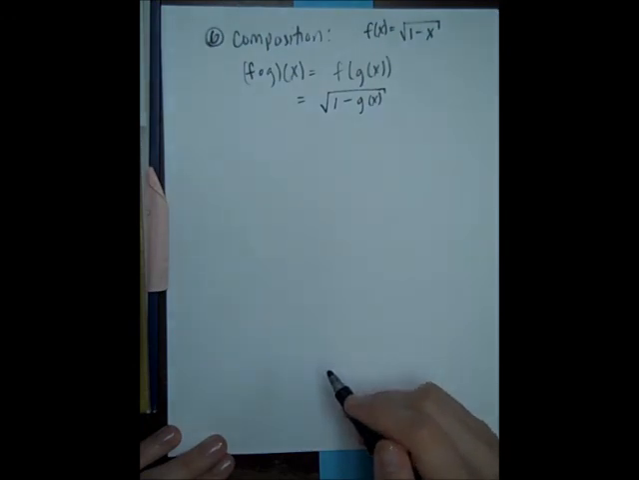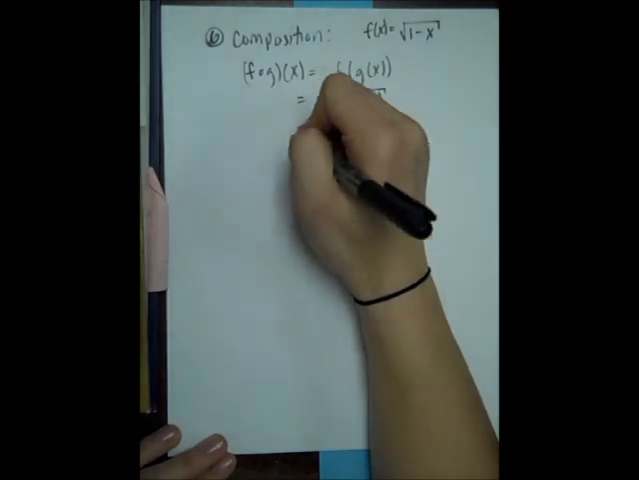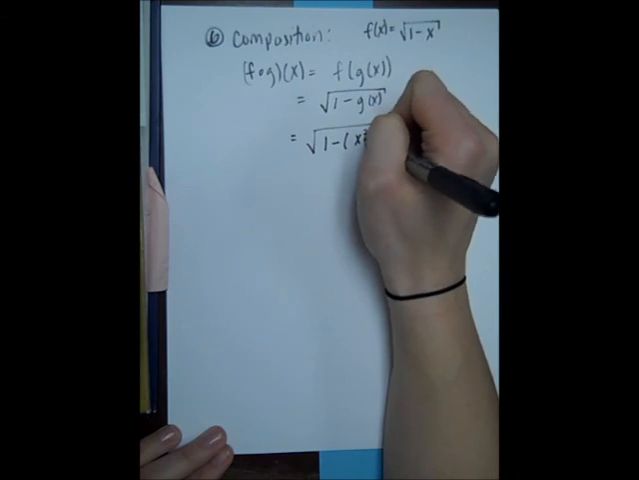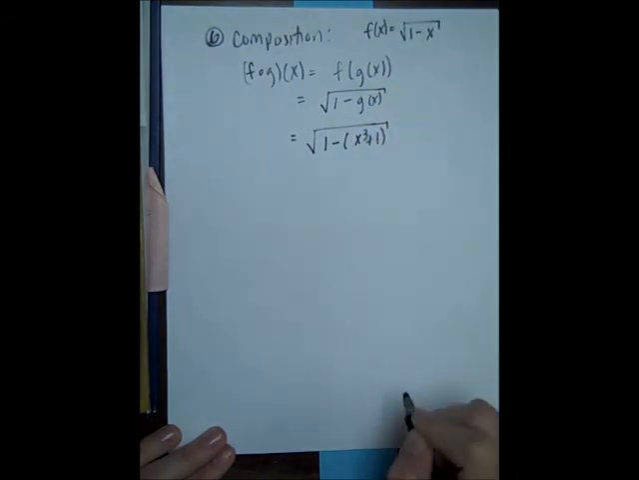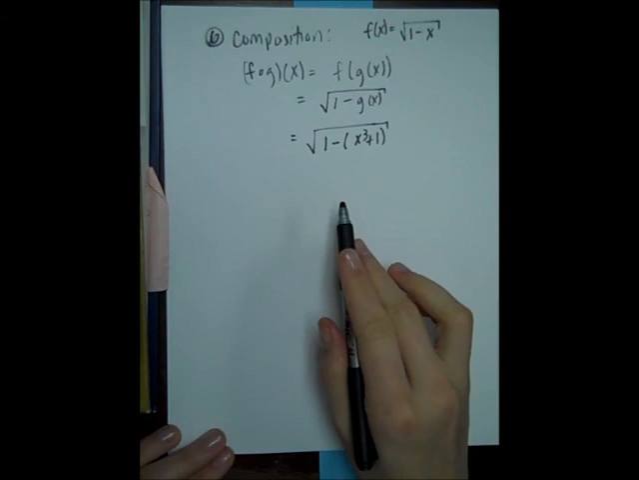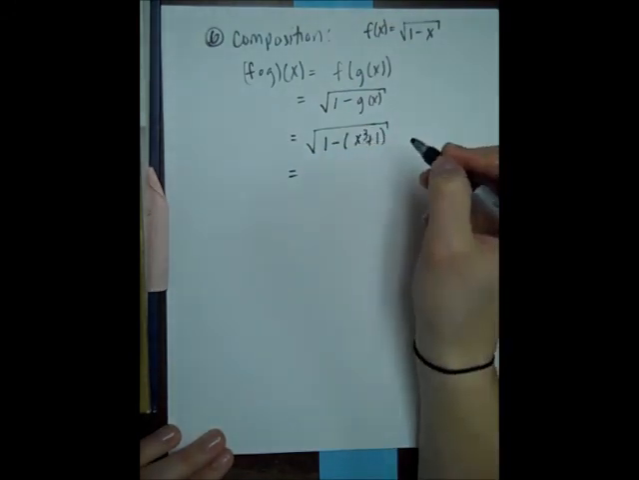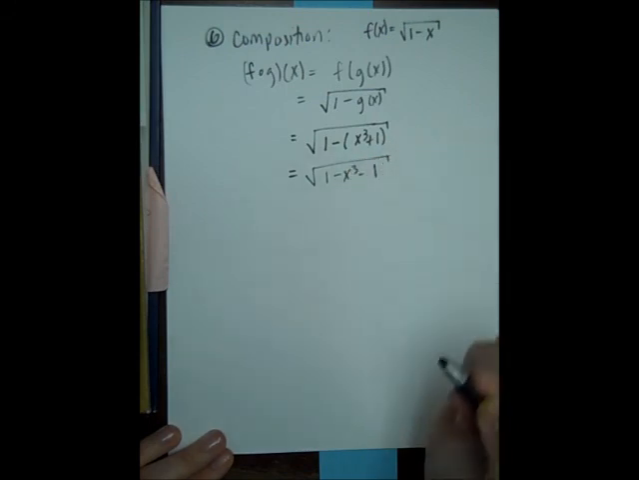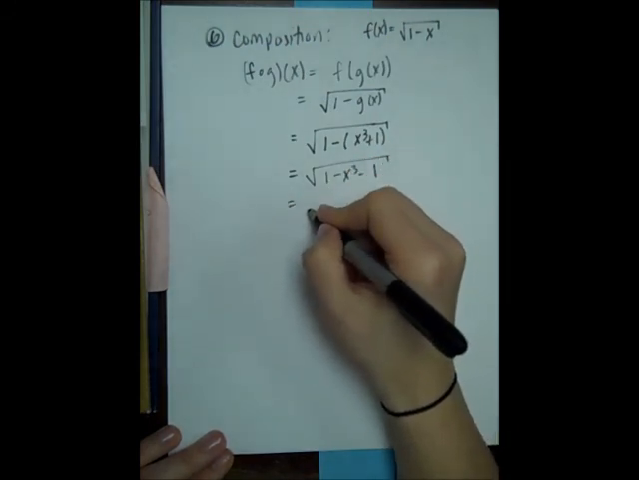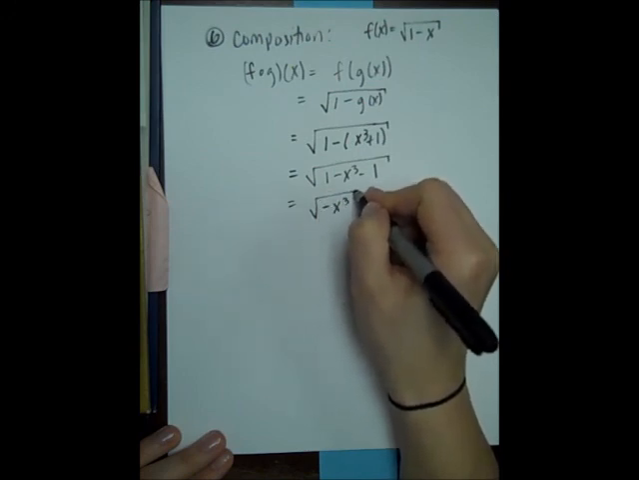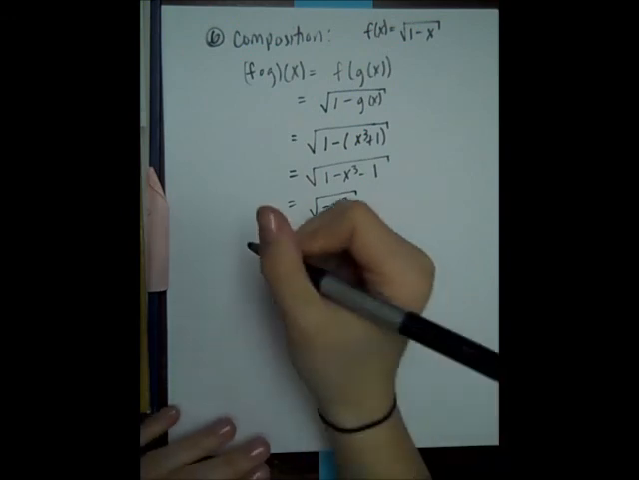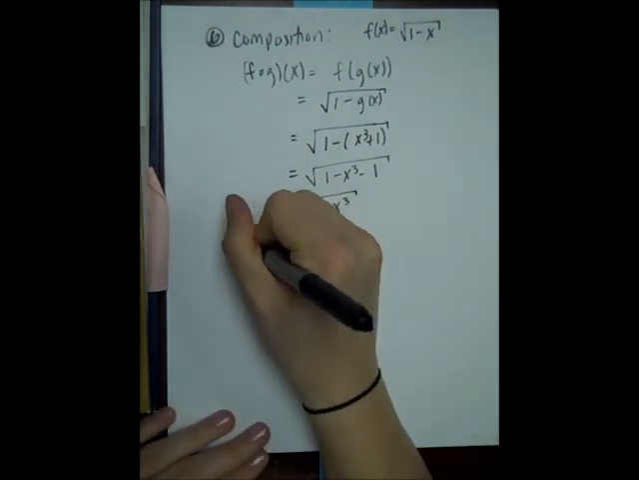Well, what was g of x? G of x was x cubed plus 1. So this is the square root of 1 minus (x cubed plus 1). And remember, I want to be careful with my parentheses. I want to subtract off all of g of x. Well, if I do this, I'll get 1 minus x cubed minus 1. Well, these 1s are going to cancel, so I get the square root of negative x cubed. So there's one composition. I could also do g of f of x.